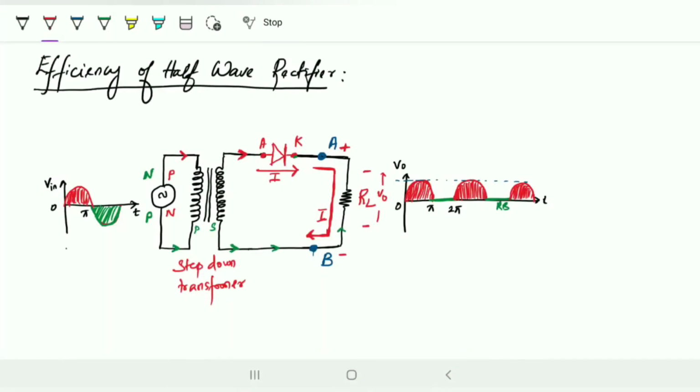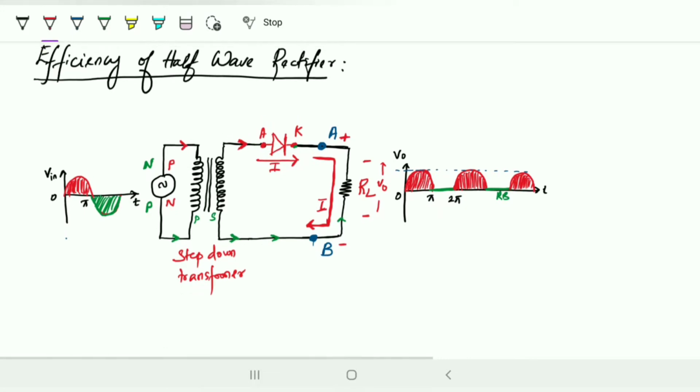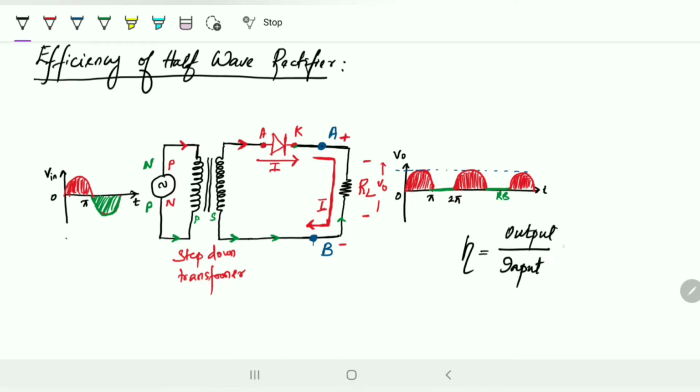Now in this lecture we will see about the efficiency of the half wave rectifier. So we saw the half wave rectifier construction, how it was working, the waveform and everything, so you understood, and now let us calculate the efficiency of the half wave rectifier. The general formula for efficiency, this is the symbol for efficiency, is output by input, and if you want it in percentage, let us multiply with 100.